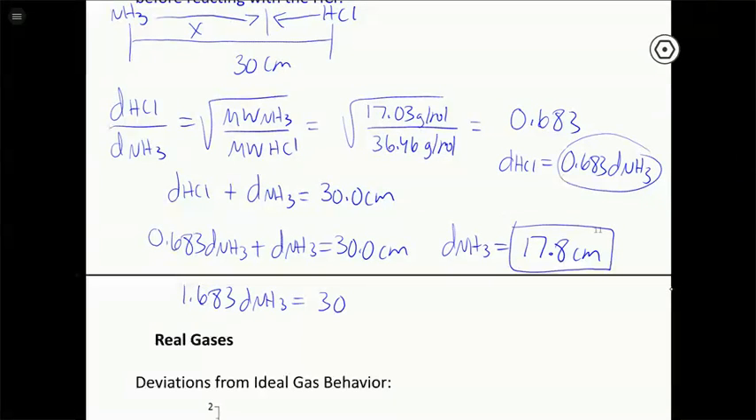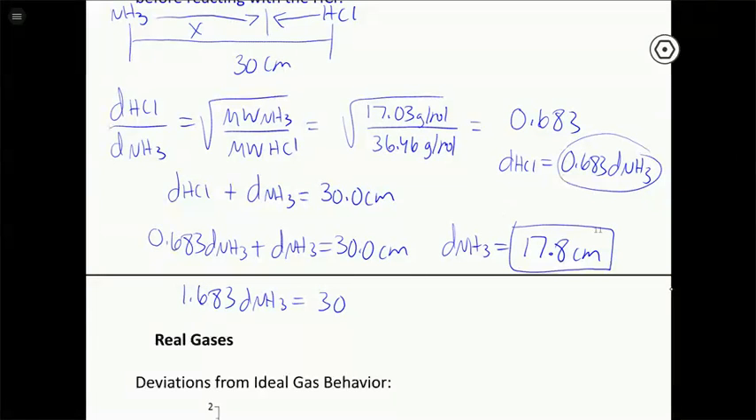All right. So now that we know that the distance for ammonia is 17.8, the distance for HCl is the rest of that distance, which would be 12.2, I guess. So they don't travel the same distance; they travel slightly different distances because the speeds that they're moving at are slightly different. All right.